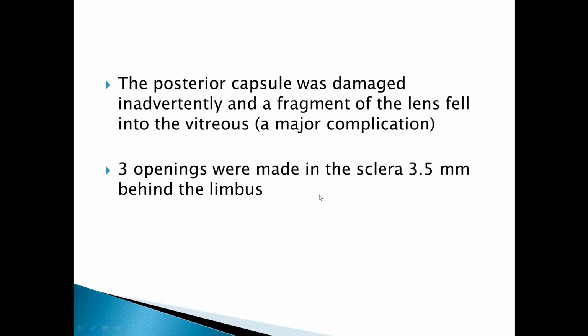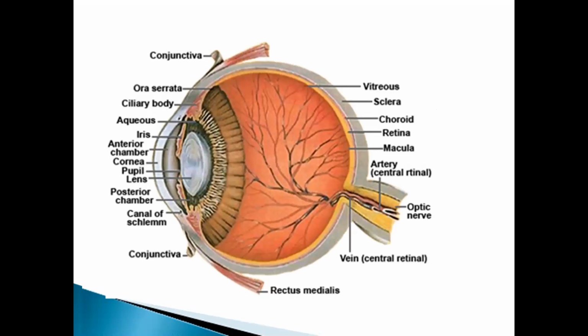So you make 3 openings in the sclera, 3.5 millimeters behind the corneoscleral junction. Now, why was this site selected to make the incisions? I will tell you. So here we have the cornea. This is the lens, the anterior capsule and the posterior capsule. And behind that, here you get the iris and then the ciliary body and then the retina. So if you try to make an incision here, it will damage the retina. If you try to make the incision somewhere here, it can damage the lens.